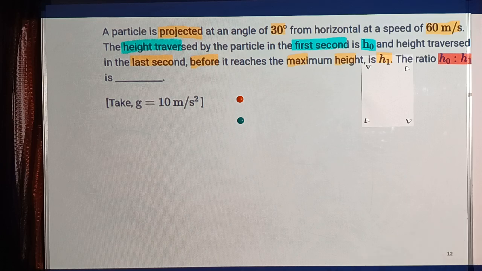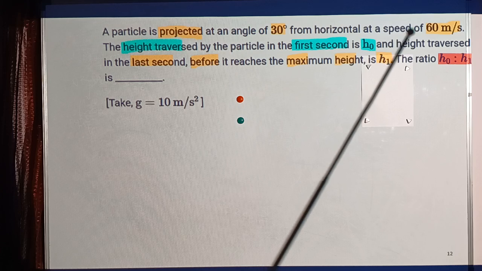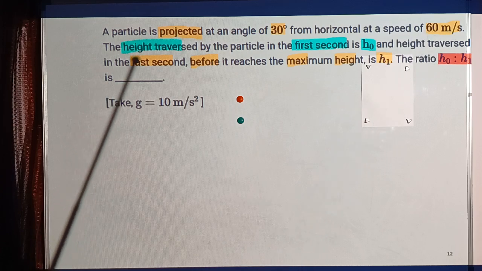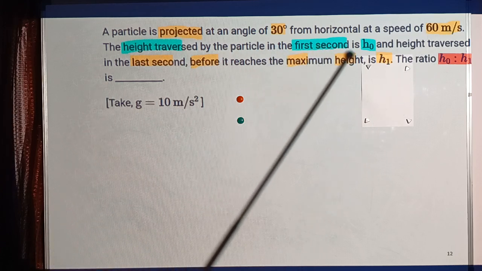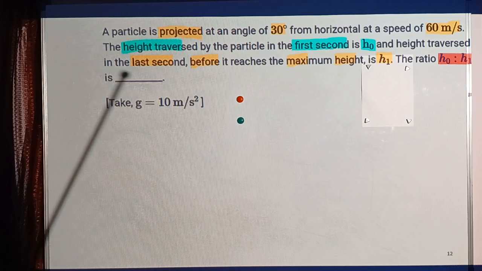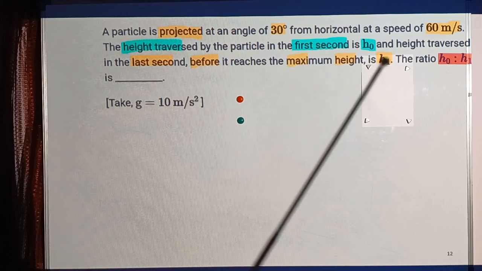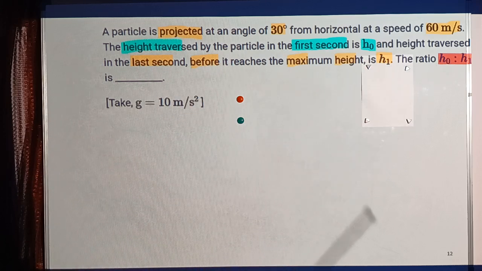This is the next question. A particle is projected at an angle 30 degrees from the horizontal at speed 60 meter per second. The height traversed by the particle in the first second is h naught, and height traversed in the last second before it reaches the maximum height is h1. The ratio h naught by h1 is.